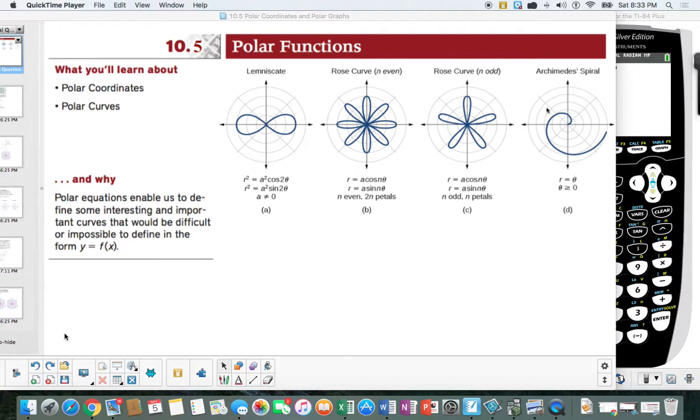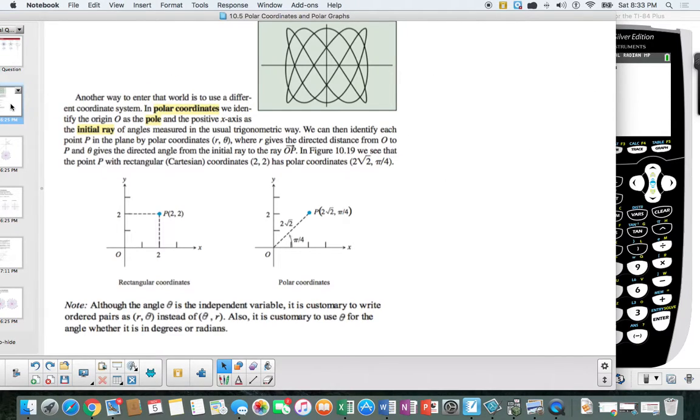Lesson 10.5, Polar Functions. What you'll learn about: polar coordinates, polar curves. Let's see the difference between rectangular coordinates and polar coordinates. Rectangular coordinates have the purpose of finding a location on the plane. And so we're used to going over 2 units and up 2 units.